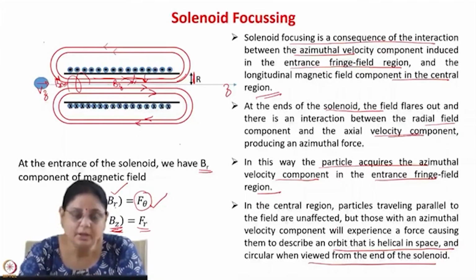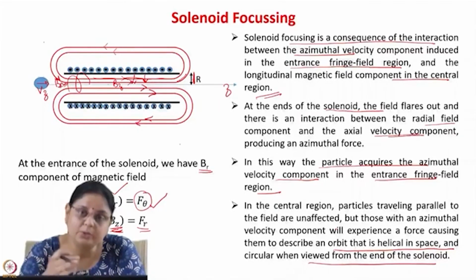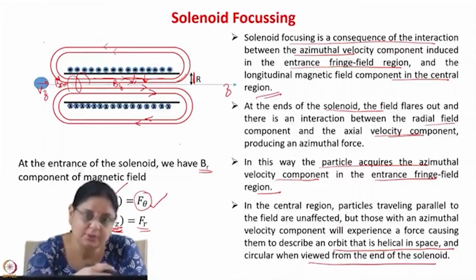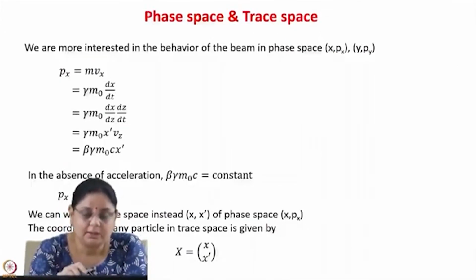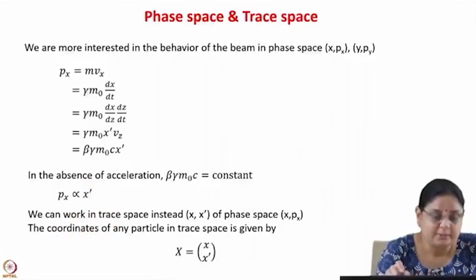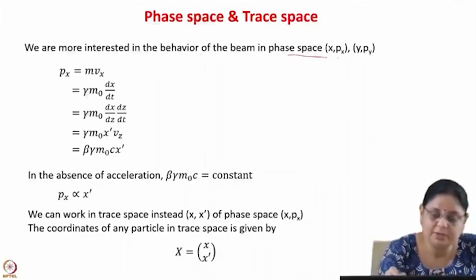So in this way, a solenoid focuses the beam, and the solenoid will focus the beam in both the transverse directions because it is azimuthally symmetric. Okay, now let's talk of phase space and trace space. Generally we are interested in the behavior of the beam in phase space.